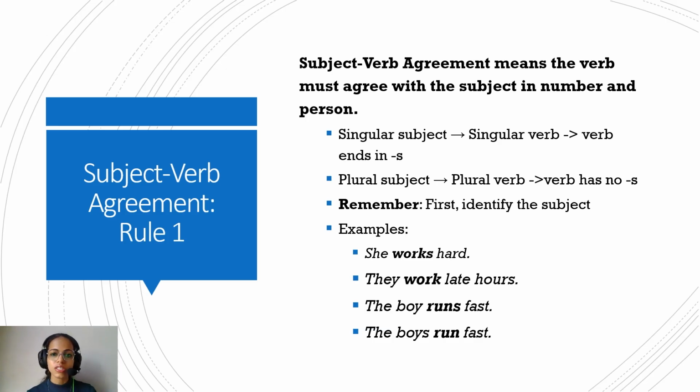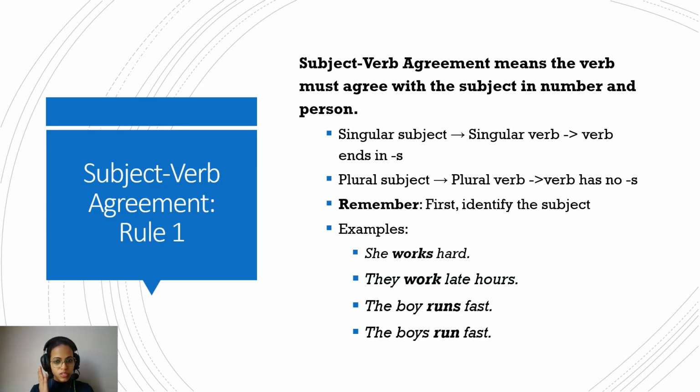So the first rule says that subject verb agreement means the verb must agree with the subject in number and person. So of course, as the phrase itself is clear, the subject and the verb, they should have an agreement that okay, you're talking about this person, I'm also talking about the same person. If the same person is in plural, then I'll also be in plural. If the person is in singular, I'll also be in singular. So there should be an agreement of sorts.